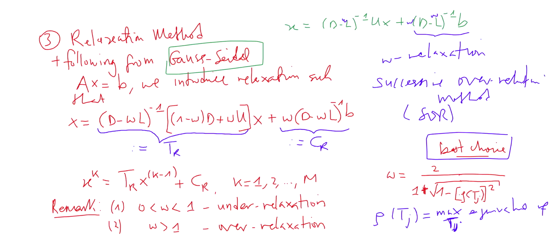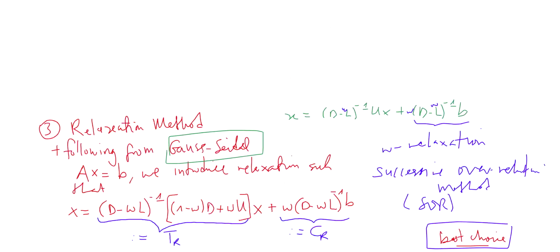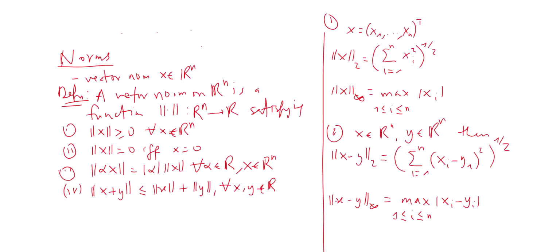Of course, we also talked about some norms, because we wanted to talk about stopping criteria. It's important that we talk about the norms. So what are these norms? We define the norm as a function. It looks like 2 bars, from R^n to R, that satisfies all these properties.